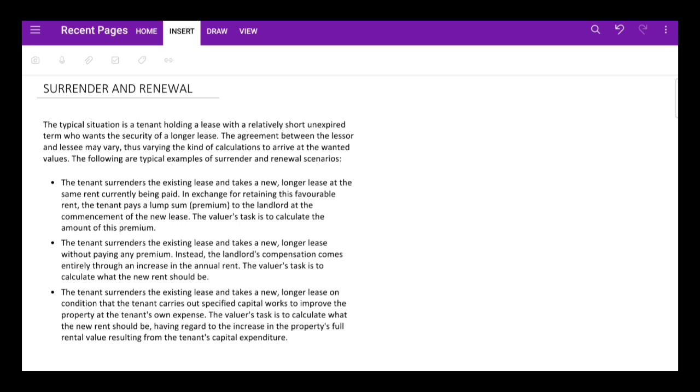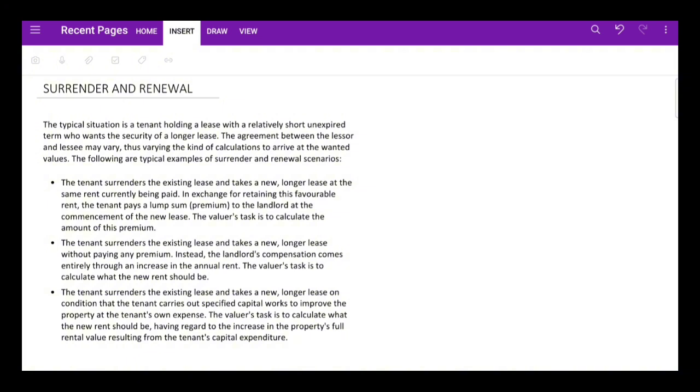So the first one is that the tenant surrenders the existing lease and takes a new, longer lease at the same rent currently being paid. In exchange for retaining this favorable rent, the tenant pays a lump sum, which is the premium. We have done premium in a previous video. You can go and check on the YouTube channel and you'll find it there. And it pays a premium to the landlord at the commencement of the new lease. So the valuer's task now is to calculate the amount of this premium.